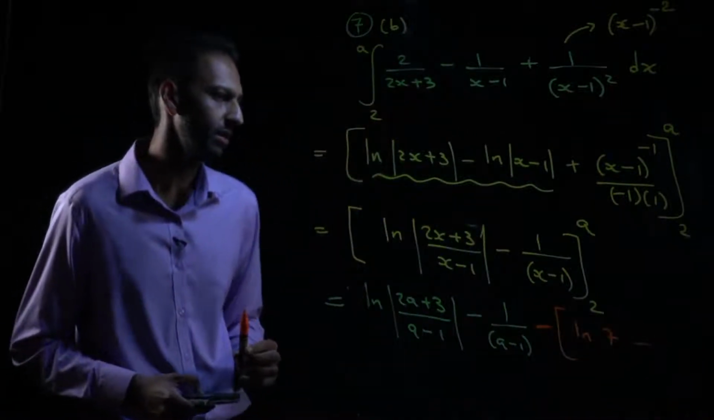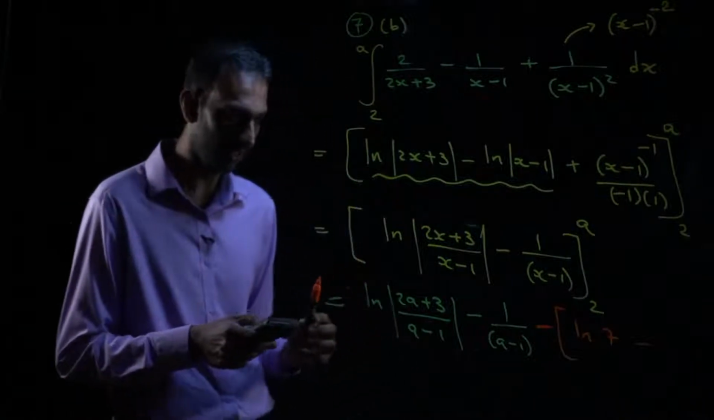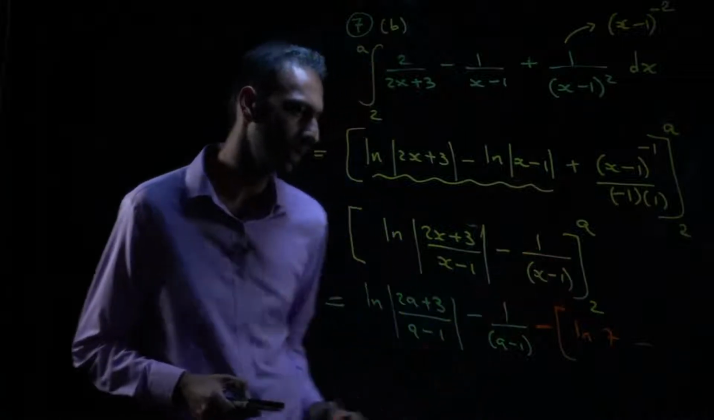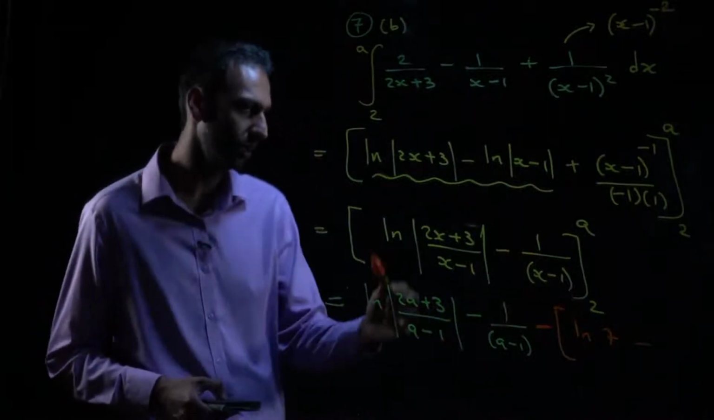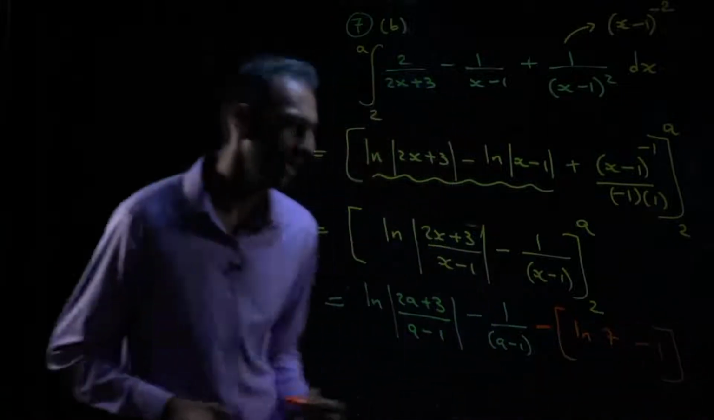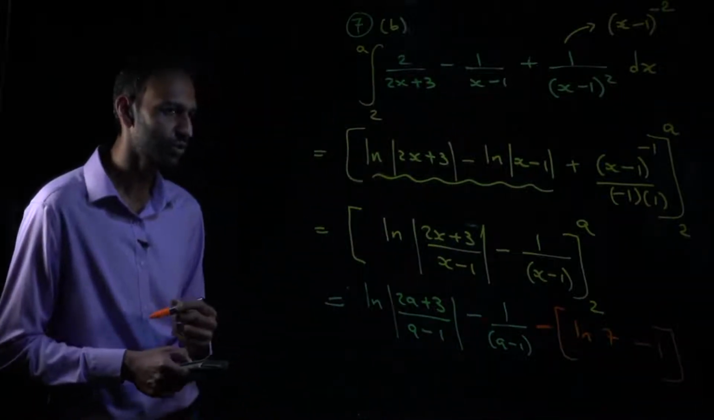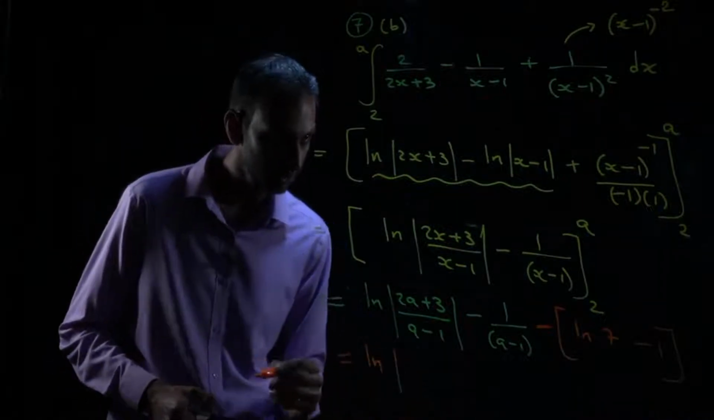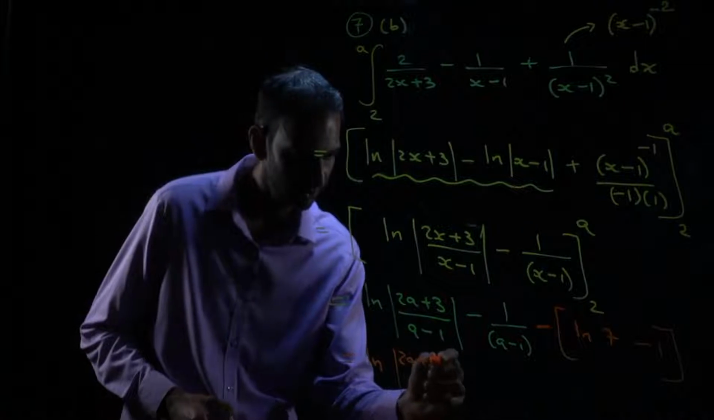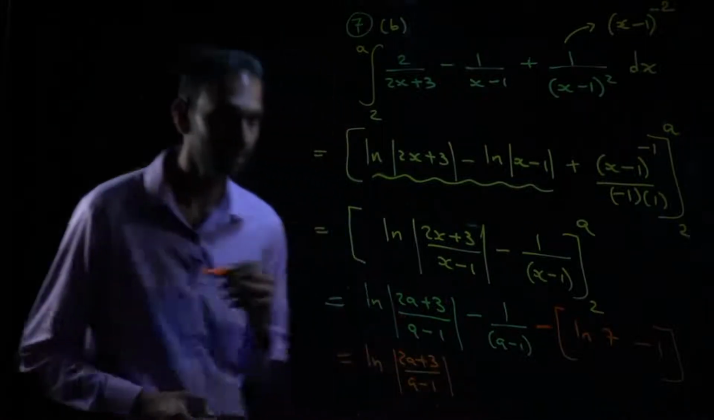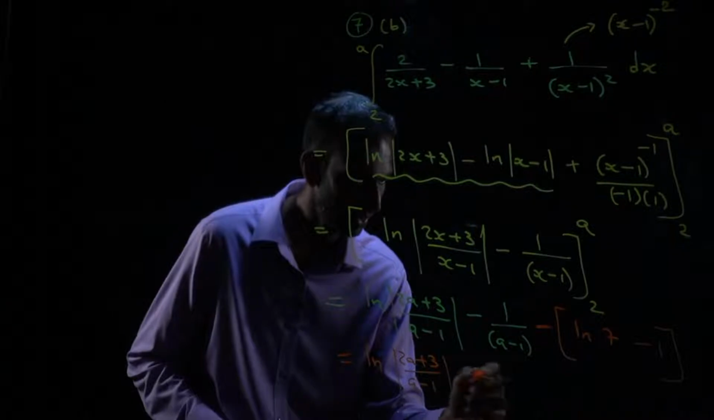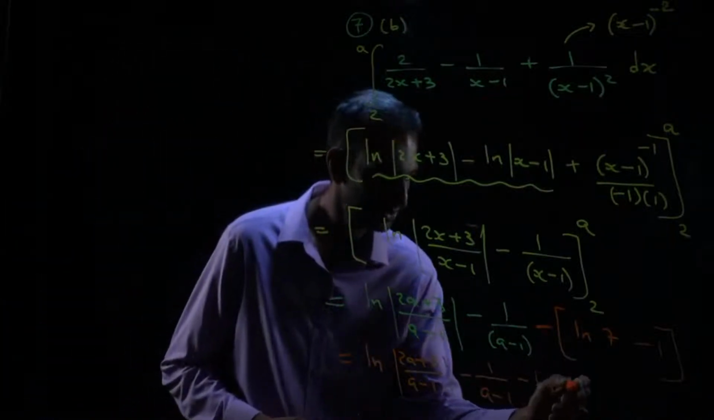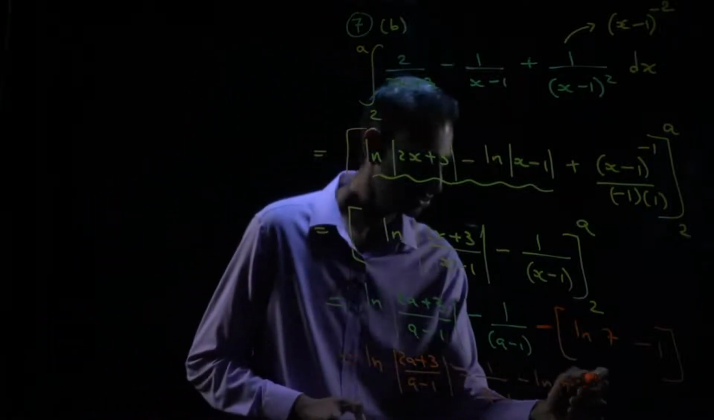Minus. Let me substitute in the second term. So 1 divided by 2 minus 1. 2 minus 1 is 1, 1 over 1 is 1. So that's basically ln of 7 minus 1. Let us simplify. Ln of modulus of 2a plus 3 divided by a minus 1, minus 1 divided by a minus 1, minus ln of 7, plus 1.